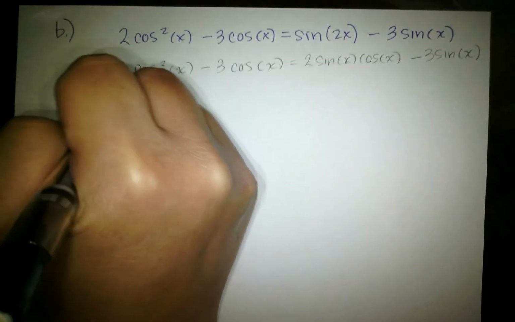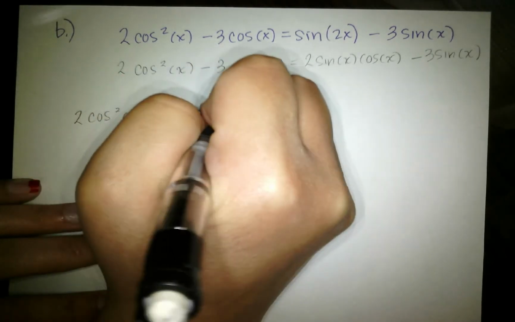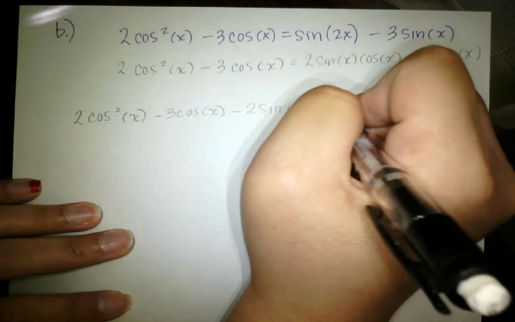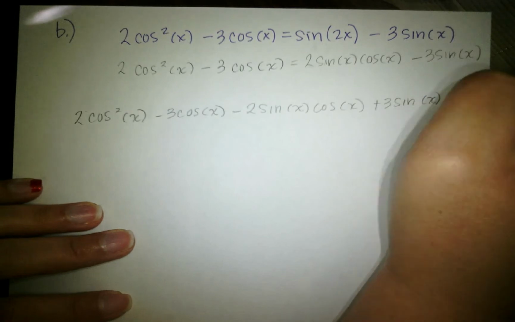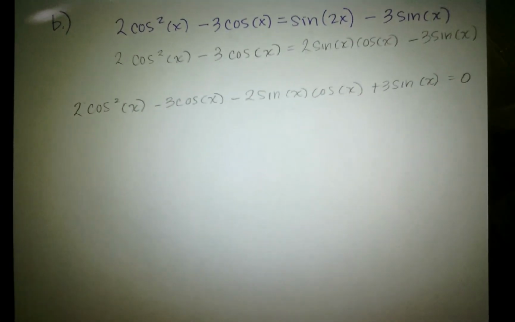So 2 cosine squared of x minus 3 cosine of x minus 2 sine of x cosine of x plus 3 sine of x. I move everybody to the left, equals 0. Alright, so where do you want to go from there? I'm looking at my notes.